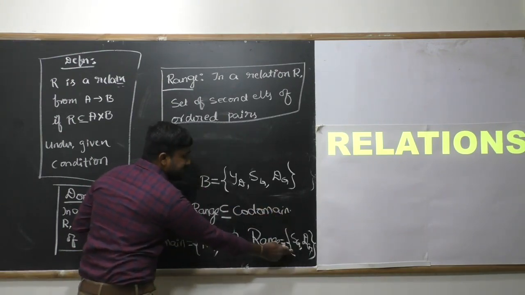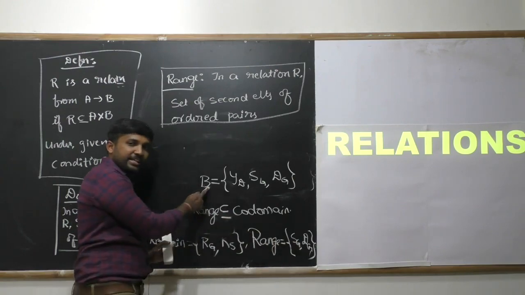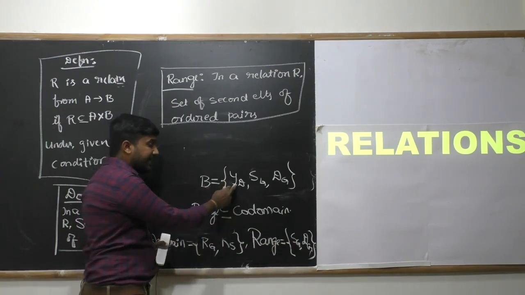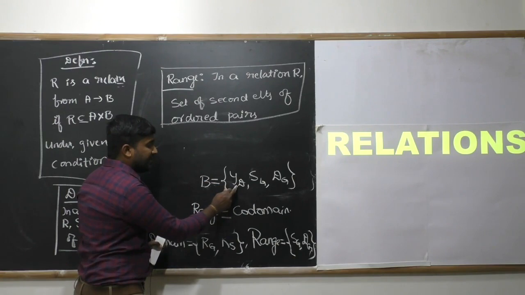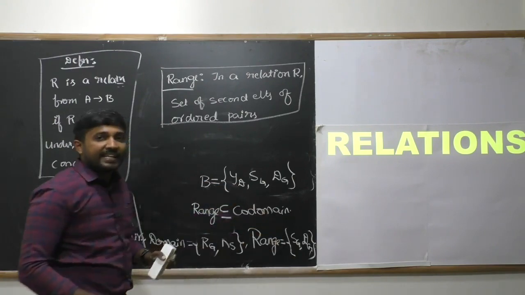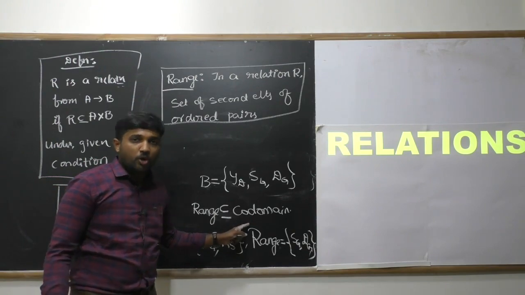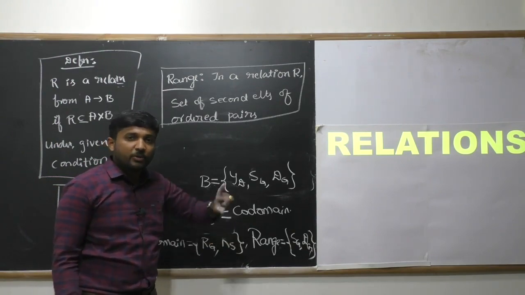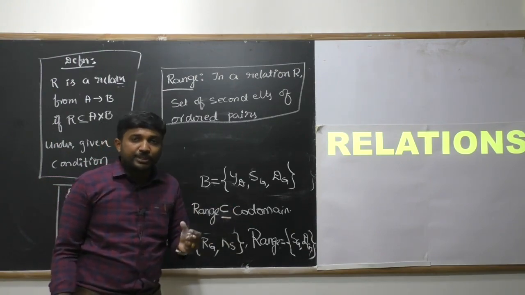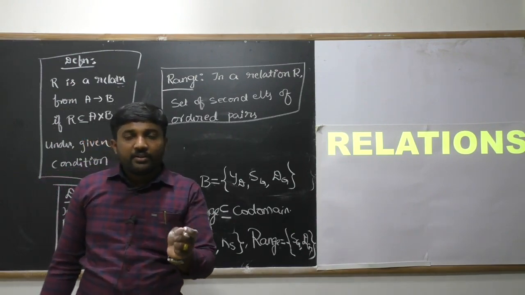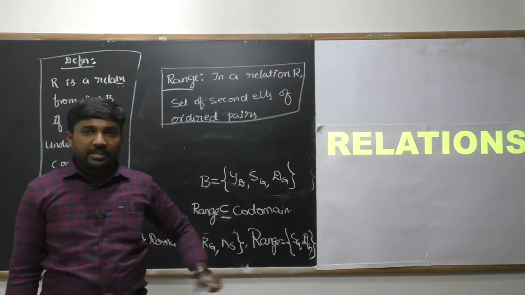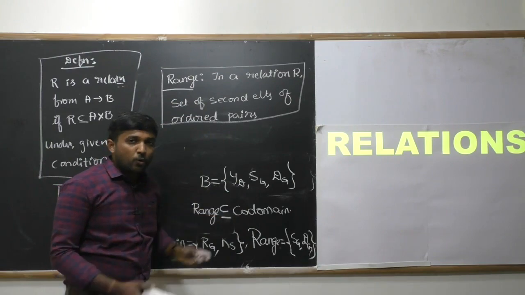See here, Sg and Dg are also elements of set B, right? Yd is there in B, but this element Yd is not there in the range set. So range is the subset of codomain. Got the difference between range and codomain? Range means only the set of second elements of the ordered pair. The whole set is called codomain.